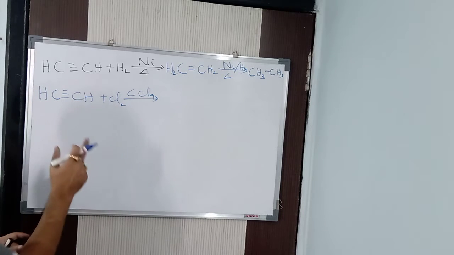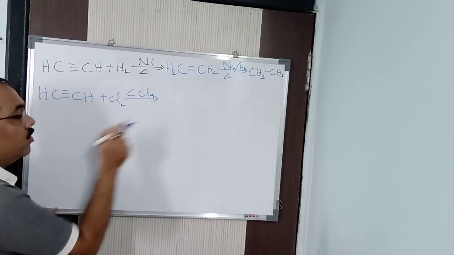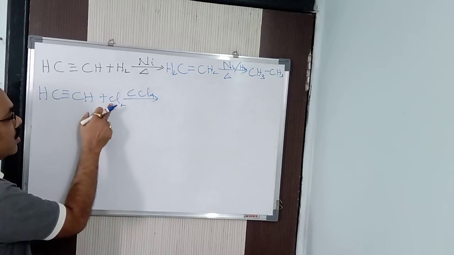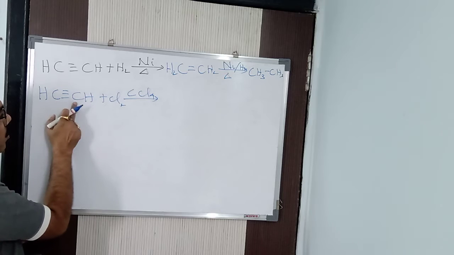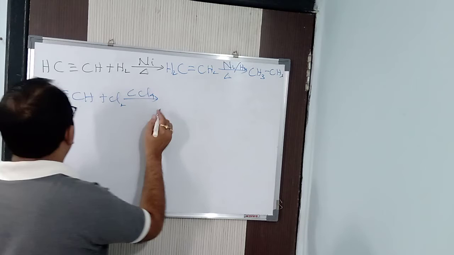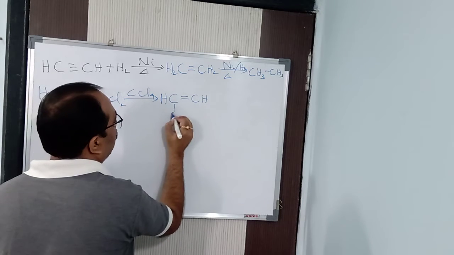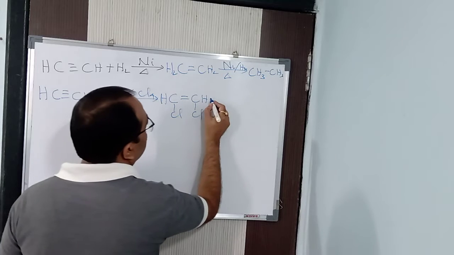See, addition reactions in chemistry take place in this way. It is not like maths, 2 plus 3 is equal to 5, 5 plus 4 is equal to 9. So you need to understand how it is added. One chlorine atom is added here, another chlorine atom is added here. So the triple bond gives up to form a double bond. So you will be getting HC double bond CH, with one chlorine atom here and another chlorine atom here.